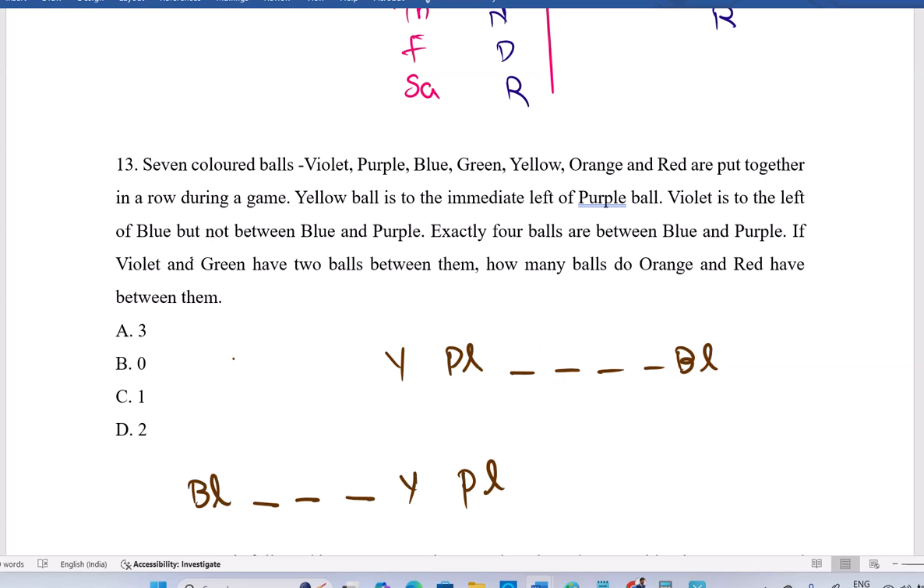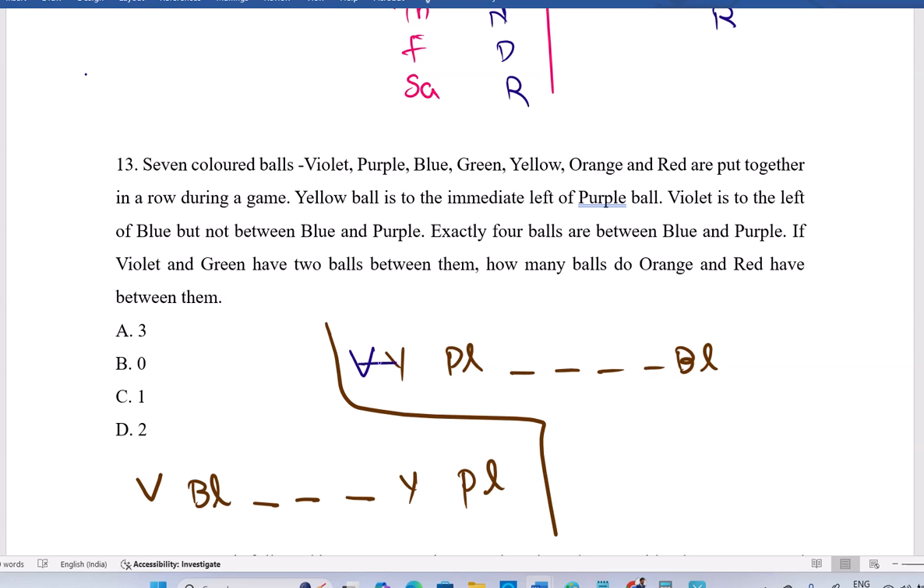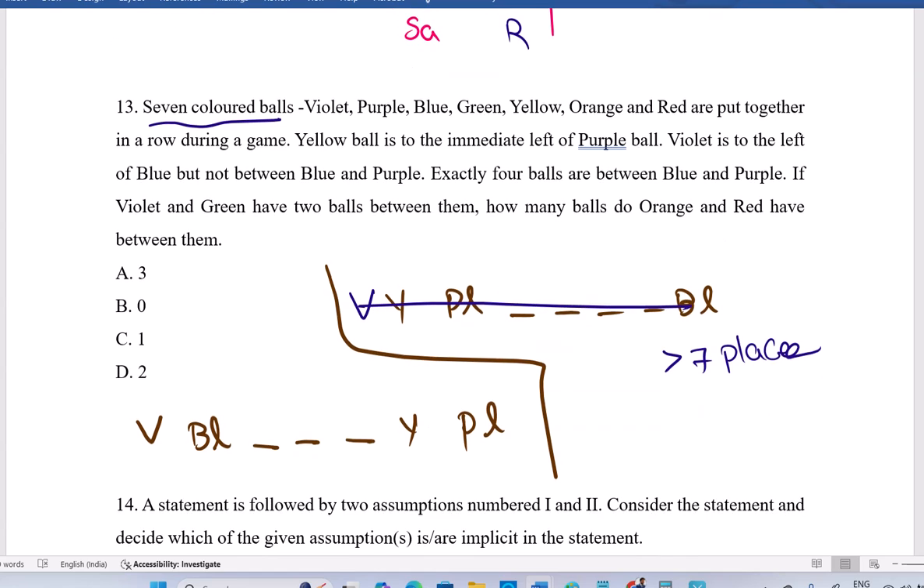Next, violet is to the left of blue, but not between blue and purple. Violet is to the left of blue, but not between blue and purple is okay here. But here, violet is to the left of blue, but not between blue and purple. If you go here, this is wrong. We want greater than 7 for places, but we have only 7 balls. It's not possible. That's eliminated.